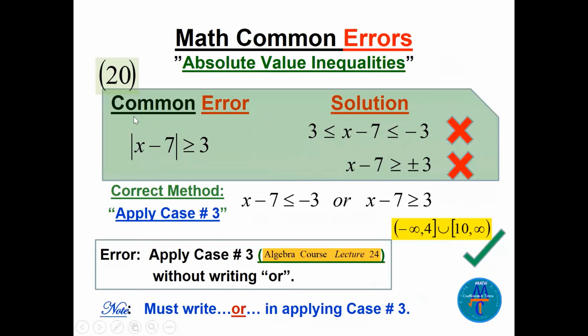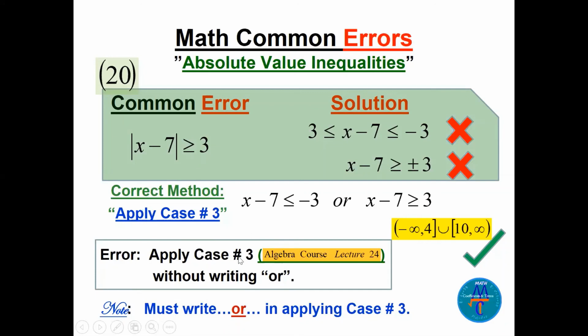Now, absolute value inequality, we have absolute value of x minus 7 greater than 3 here. Since we have a greater than with the absolute value, you cannot write x minus 7 greater than 3 less than or equal to minus 3. That's wrong. It has no meaning. Or x minus 7 greater than or equal to plus or minus 3. That's also wrong. The correct way is absolute value greater, apply case 3 in the algebra course, lecture 24. So x minus 7 less than or equal to minus 3, or x minus 7 greater than or equal to 3. This is the final solution here.